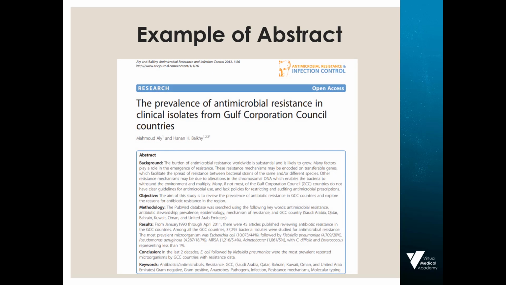Okay, so this is again the study that we have chosen, the prevalence of antimicrobial resistance in clinical isolates from the GCC countries. As we see in this abstract, it has the main parts that we are looking for: the background, objectives, methodology, results, conclusion, and also the keywords, which can be helpful in determining whether or not this article is relevant to our research, given the similarity between the keywords we're looking for and the keywords of the article.